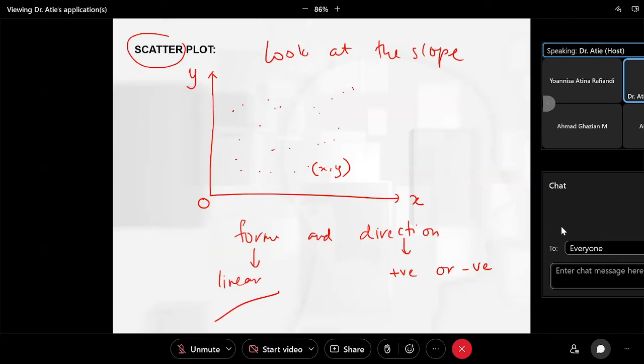Okay. By the way, when you draw your scatter plot, just remember one thing: don't ever connect all the dots with your creativity. This is not a drawing class, so please don't connect the dots. Just leave the dots alone, just like whatever they are presenting, the coordinates for X and Y.